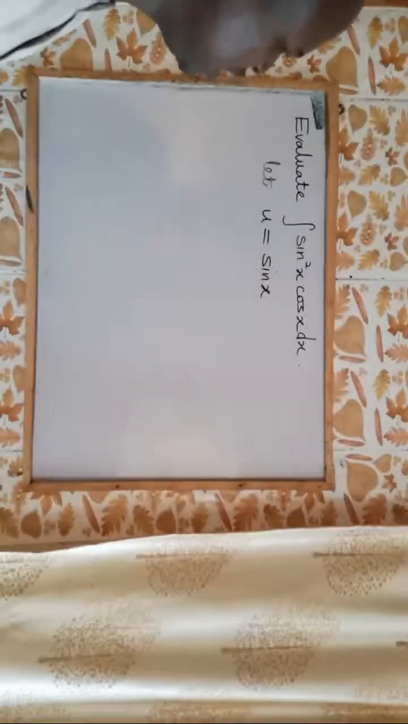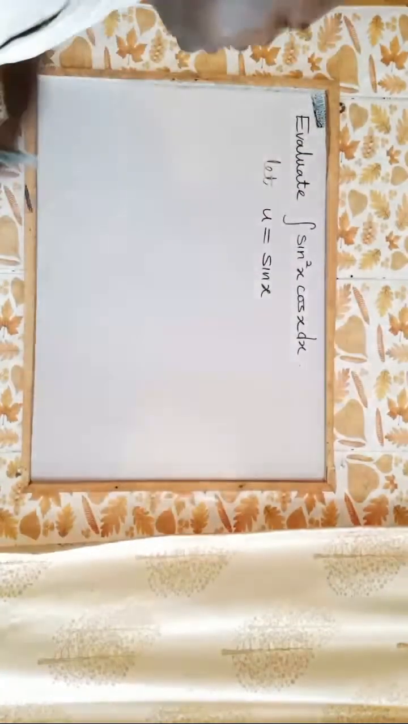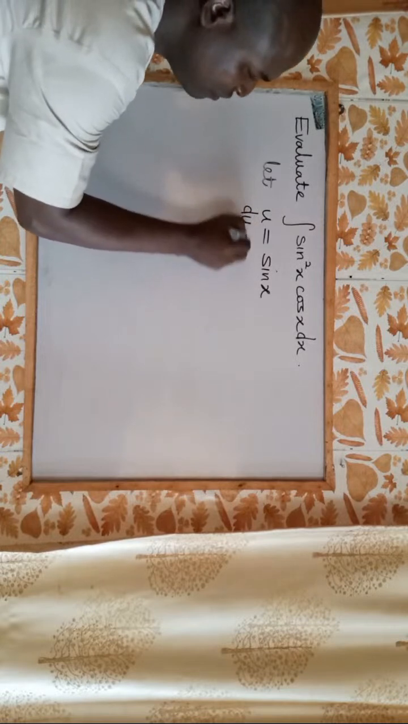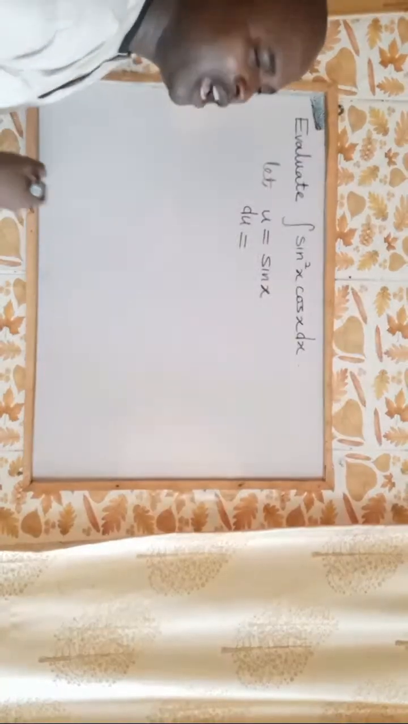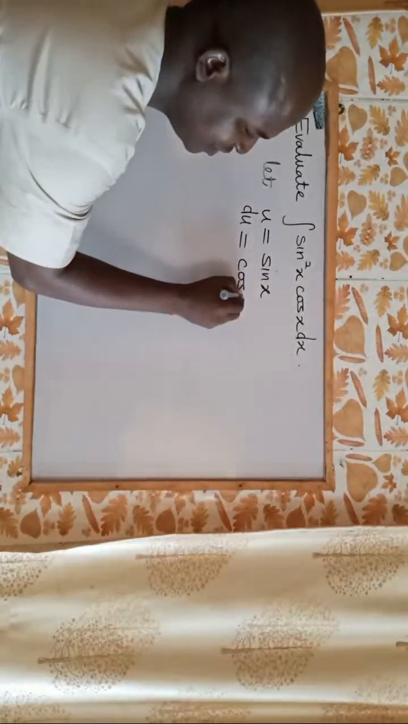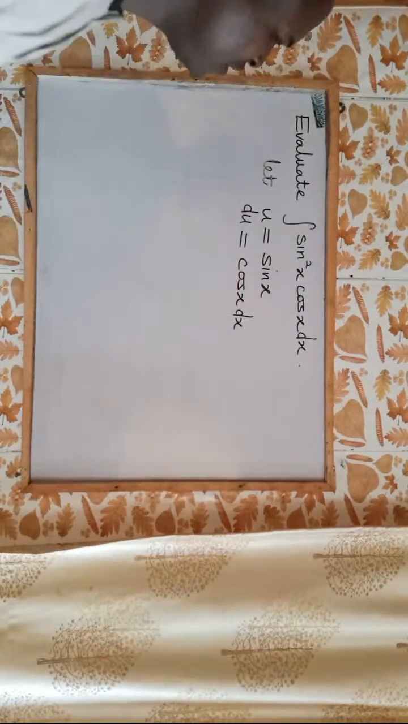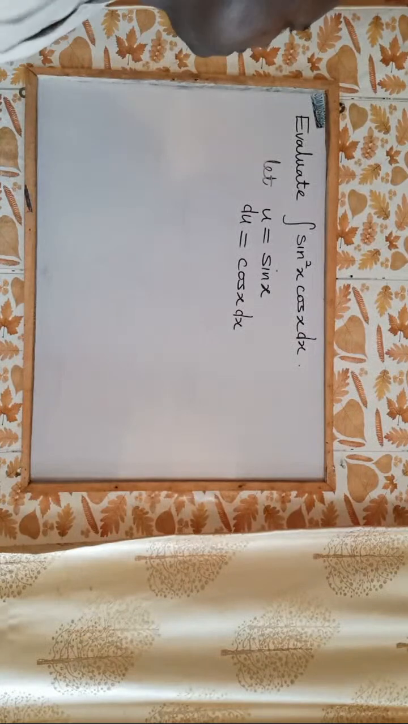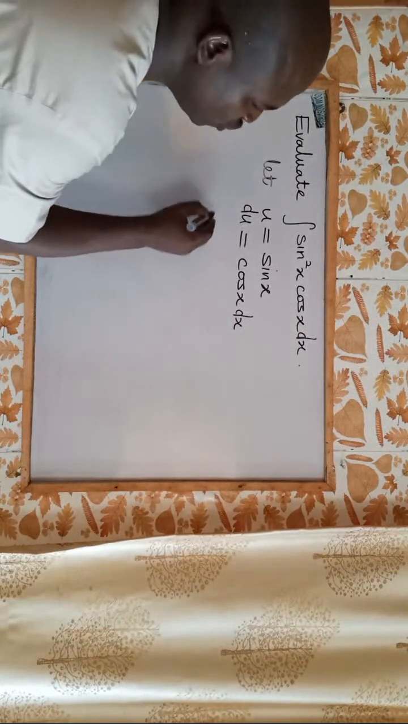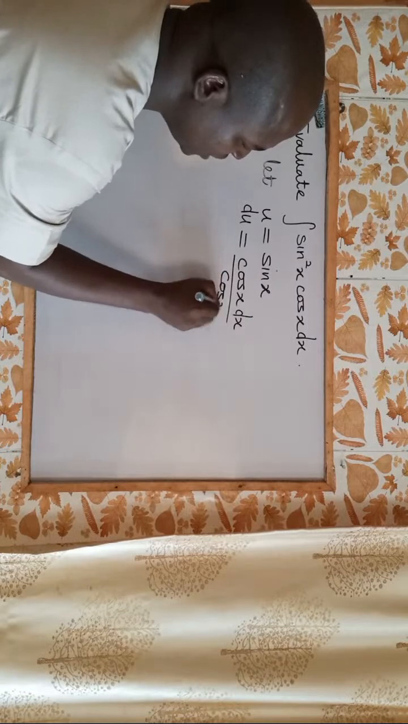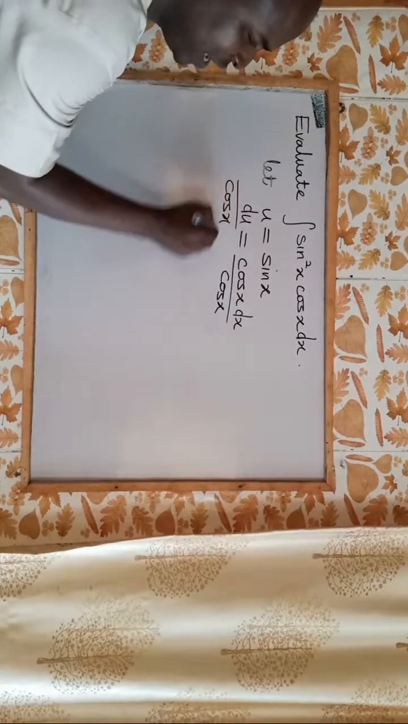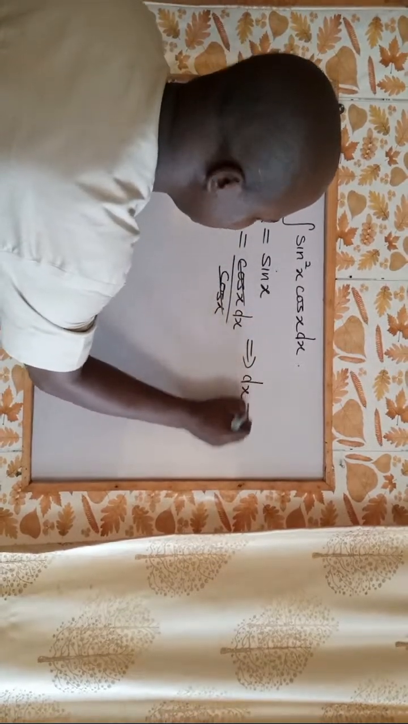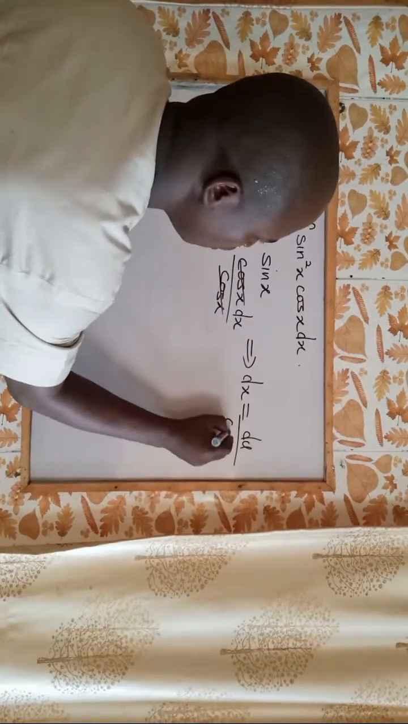If you have let u is equal to sine x, if you differentiate, then we can now differentiate both sides. If I differentiate u, I am going to have du. If I differentiate sine x, I am going to have cos x dx. So from here now, I can make dx as my subject of formula. If I make dx as my subject of formula, that means I'm going to divide both sides by cos x. Cos x will cancel here. This now implies that my dx is equal to du all over cos x.